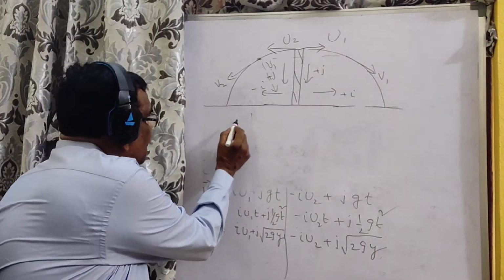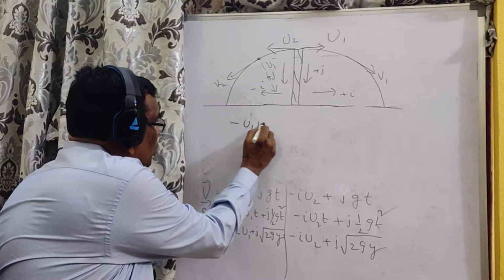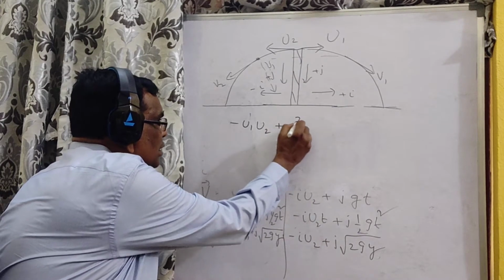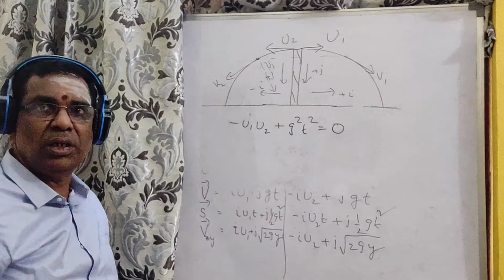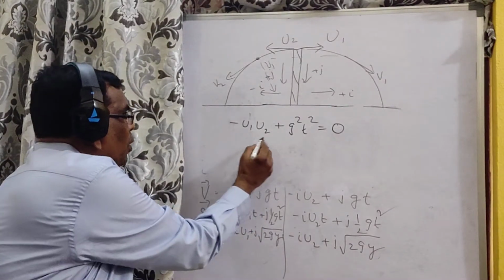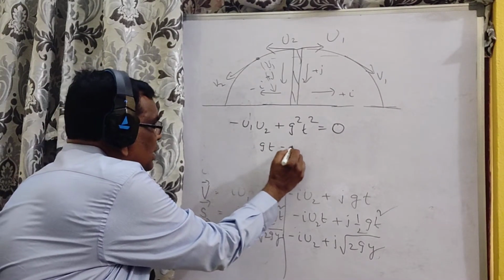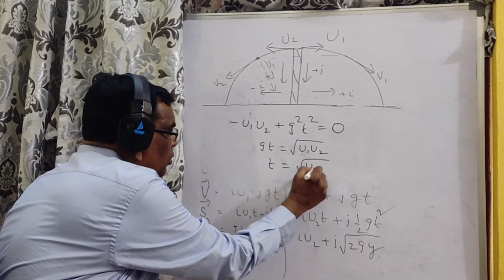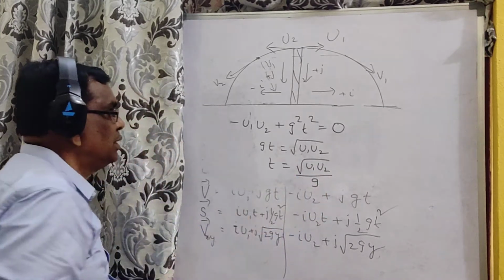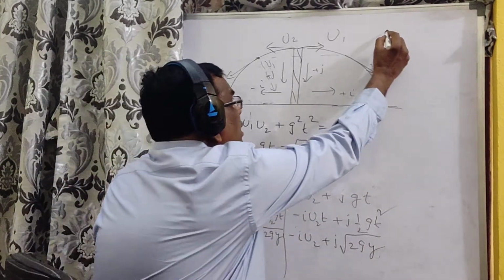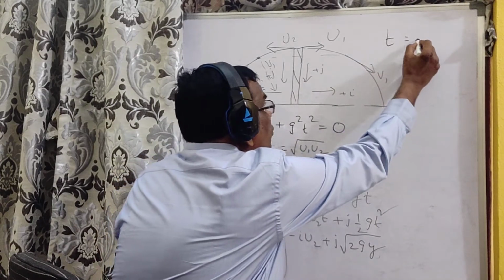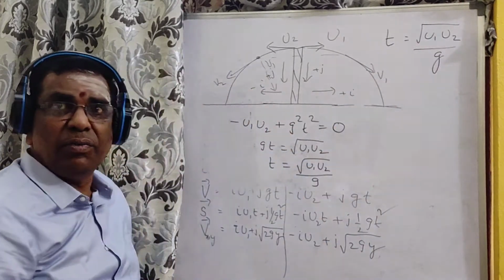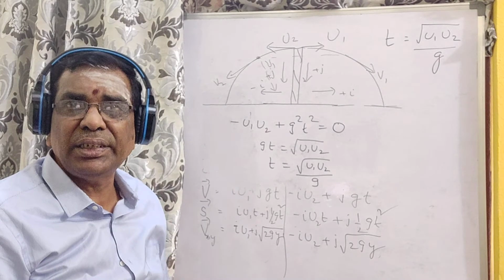So what will be the result for that? Minus u1 u2, u1 u2 plus g square t square is equal to 0. So you get gt is root u1 u2, and t is equal to root of u1 u2 by g. Now I am writing this part here: the time for them to be perpendicular to each other. Which one? The velocity vectors.